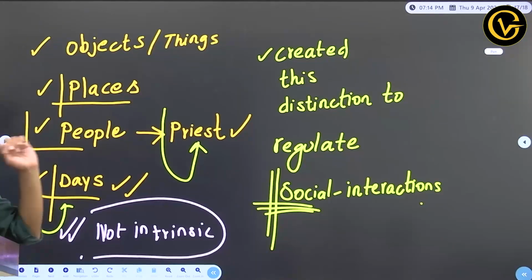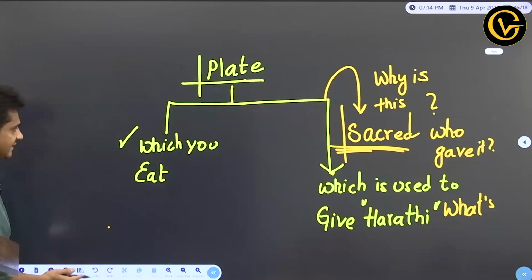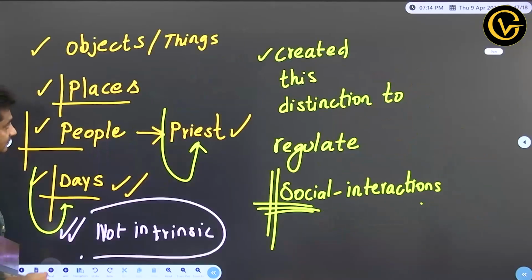What is this concept? Sacred and profane. Sacred means something which has sacredness. Profane means something which is mundane, or mundane means day to day. Secular or regular is called profane. The examples I have given, let's say prasadam is sacred. Then objects, things, places, people, days.